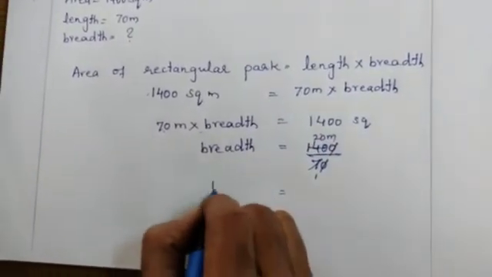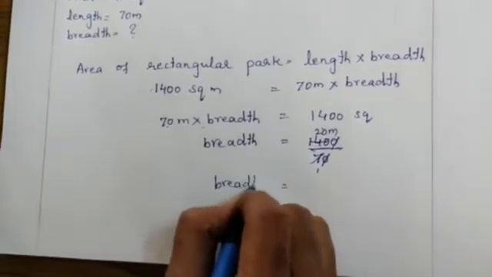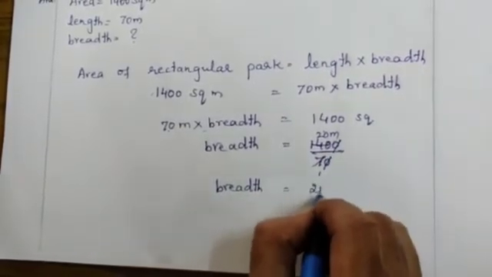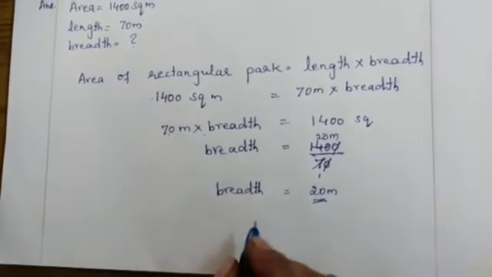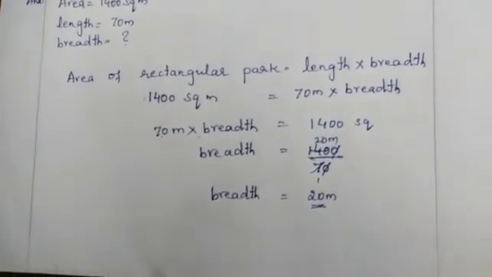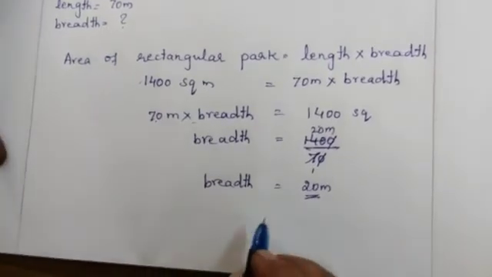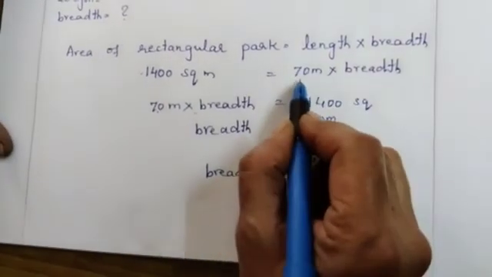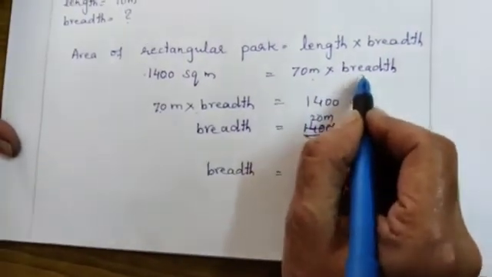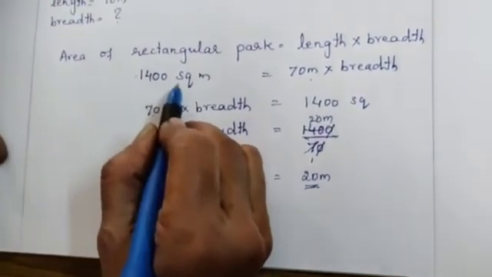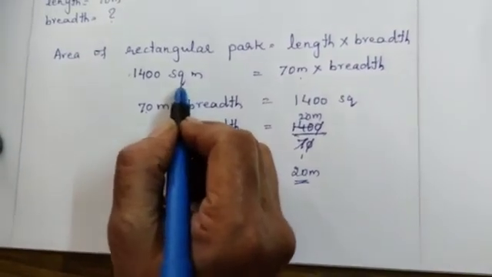So what is the answer? Breadth is 20 meter. 20 meter is the answer. Children, if you want to verify, you can verify. Length is 70 meter, we got breadth 20 meter. 70 meter into 20 meter, you'll get how much? 1400 square meters.